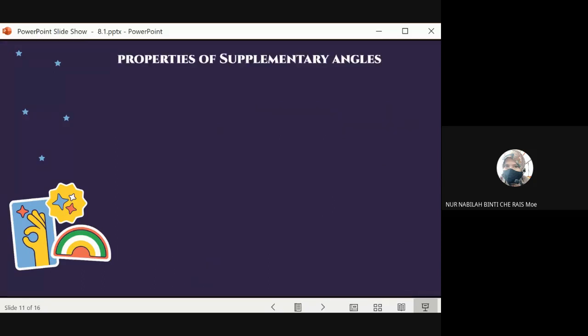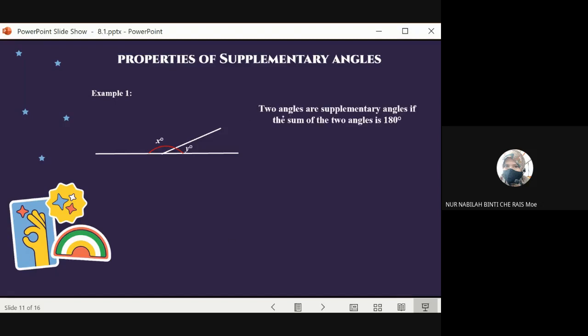Next, supplementary angle. If complementary angle is 90 degrees, supplementary angle is 180. You have two angles that are supplementary if the sum of the two angles is 180. If you add these two angles and get 180, then this is a supplementary angle. Therefore X is the supplementary of Y and Y is also supplementary of X, because when you add these two you get 180.